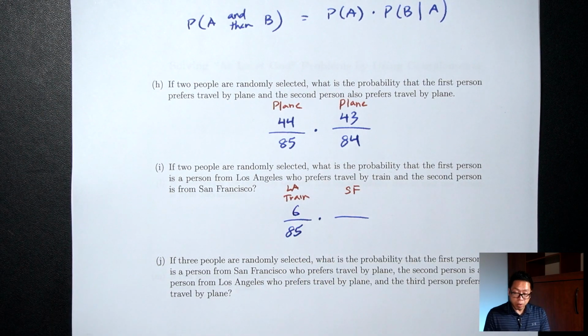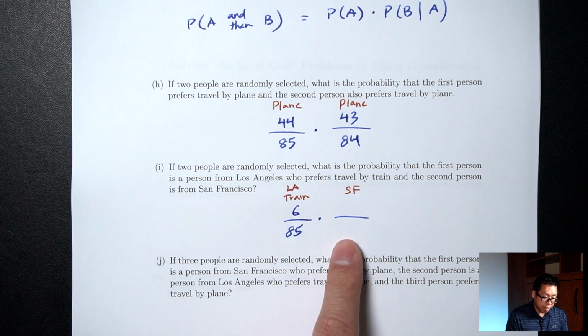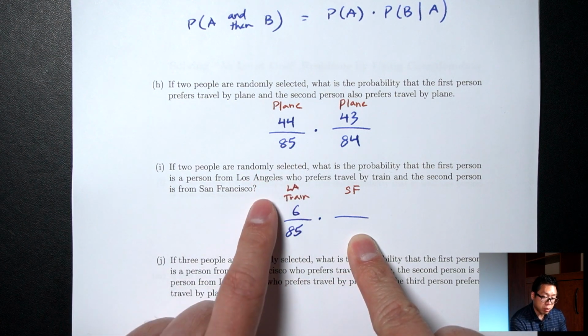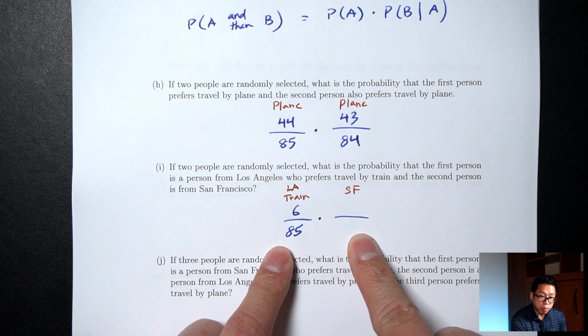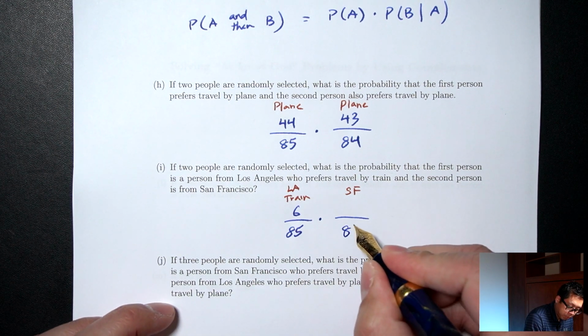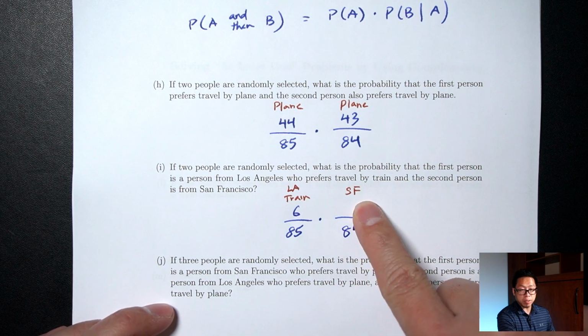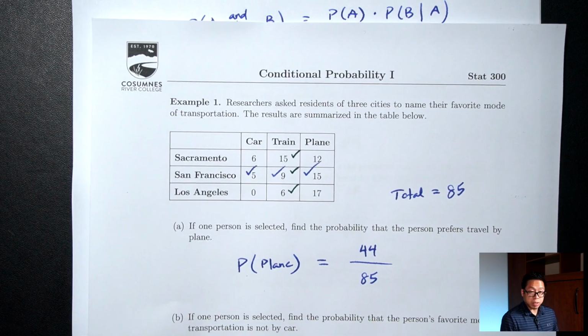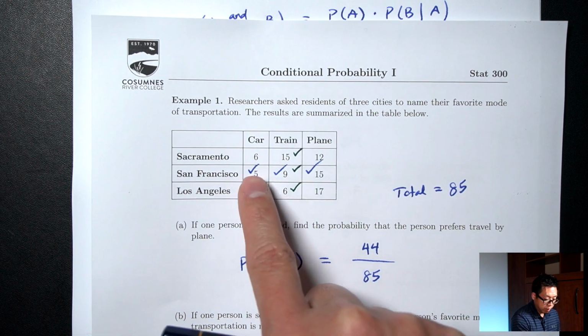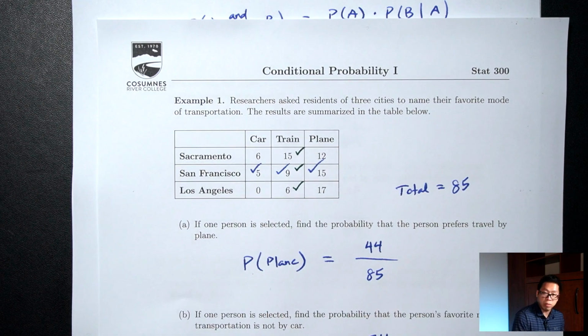Now, any fraction after the first fraction, we have to take into account what was picked before that. For the second fraction, the bottom, because we already picked one person already, we don't have the full 85 anymore. We're down to 84 for the bottom. For the top, San Francisco. It doesn't state car, train, or plane, so just general San Francisco would be 5, 9, 15. So 5 plus 9 plus 15 is 29.